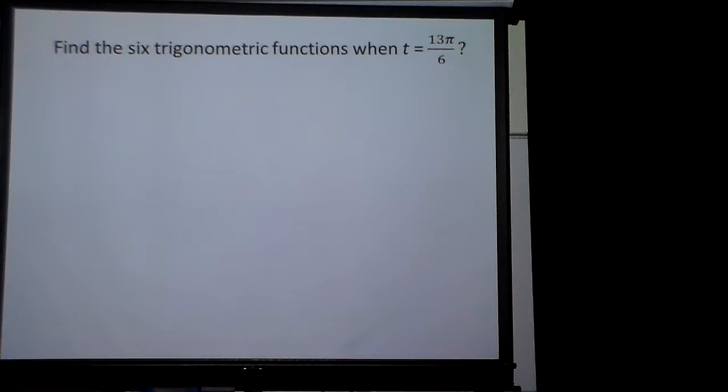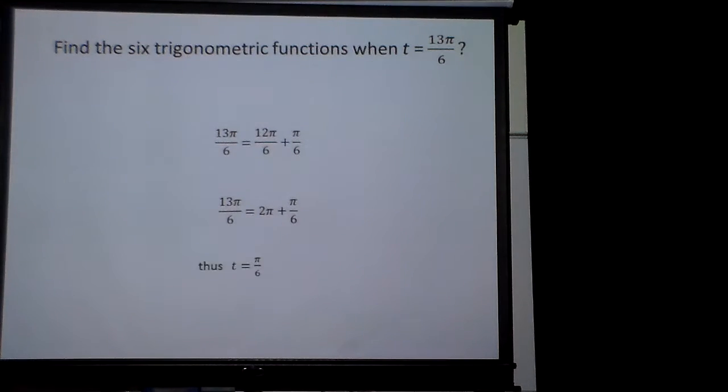Let's find the 6 trig functions when t is 13 pi over 6. What happened here? Well, I went all the way around the circle more than once. Remember I talked about coterminal? The coterminal angle for 13 pi over 6 is pi over 6, because if I add 2 pi to this, which would be 12 pi over 6, that's where I get the 13 pi over 6. Or I take this one really and minus 2 pi, I would get pi over 6.